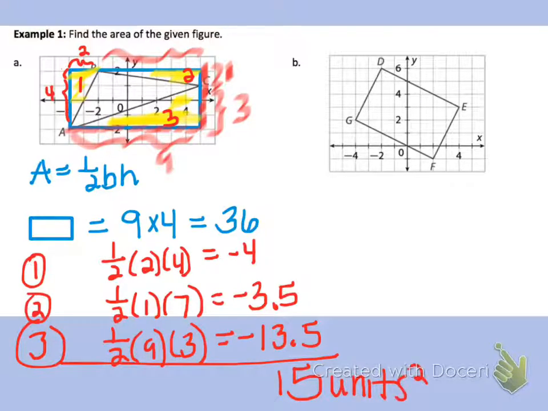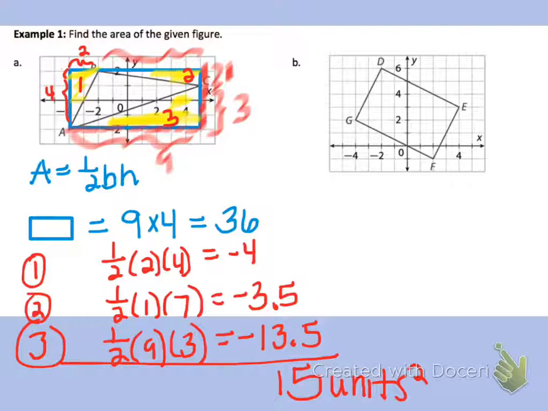So, a lot goes into trying to find these areas if you have to use that method, but it really is, in this case, the only accurate way, because we couldn't figure out what that height would have been accurately.